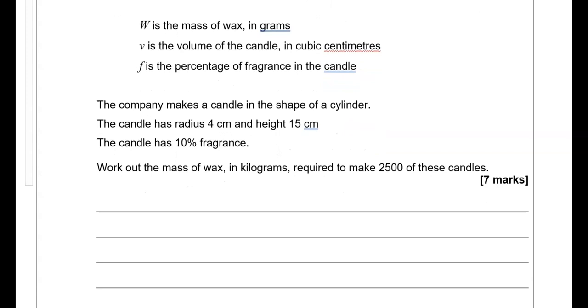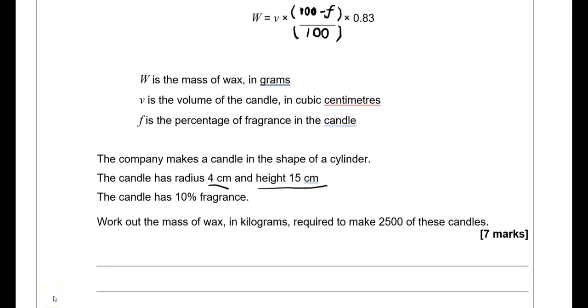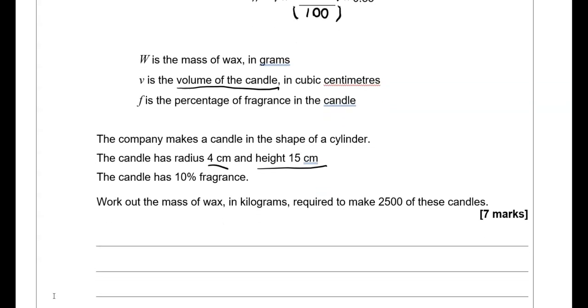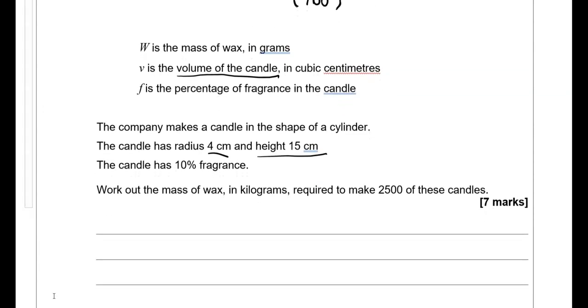The company makes a candle in the shape of a cylinder. The candle has radius 4 centimeters and the height 15 centimeters. The candle has 10% fragrance. Work out the mass of wax in kilograms required to make 2,500 of these candles. So to input into formula, we're going to need the volume of the candle, which we haven't got and we need to work out.